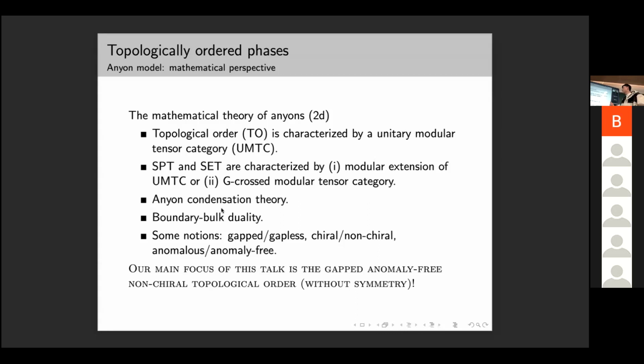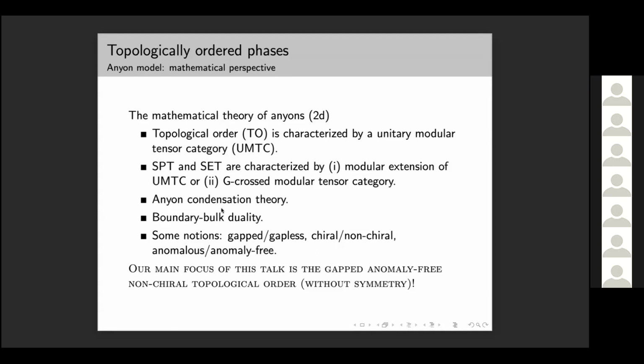And another way is that we use a G-crossed modular tensor category. This is more intuitive because we know that if we have some symmetry, then we can introduce some excited particles that have some symmetry charges labeled by this symmetry. Then we can put everything together. We'll find that there is some crossed structure of this category. This is just a G-crossed modular tensor category, and we can show that after some gauging process, they are related to each other.